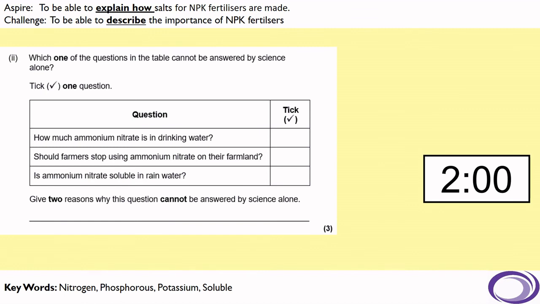Okay, which one of the questions in the table cannot be answered by science alone? They want you to choose one and then give 2 reasons why that question cannot be answered by science alone.